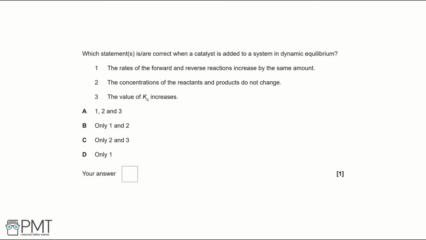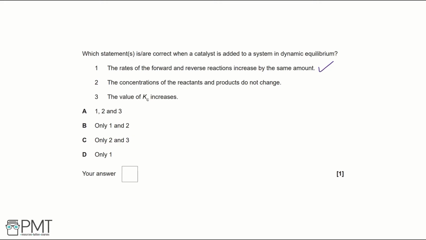So firstly with this question, let's look at each statement individually and determine if it's correct or not. When you add a catalyst to a dynamic equilibrium, the rates of the forward and reverse reactions increase by the same amount. This is true. The forwards and reverse reactions might be favoured if you change temperature, pressure, or the amount of your reactant or product. So that one is correct because they don't change when you have a catalyst.